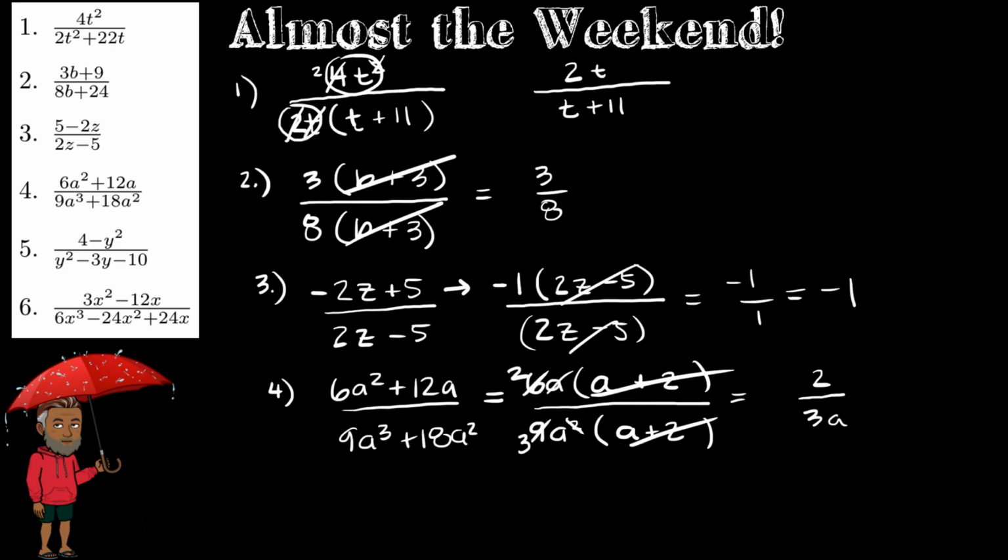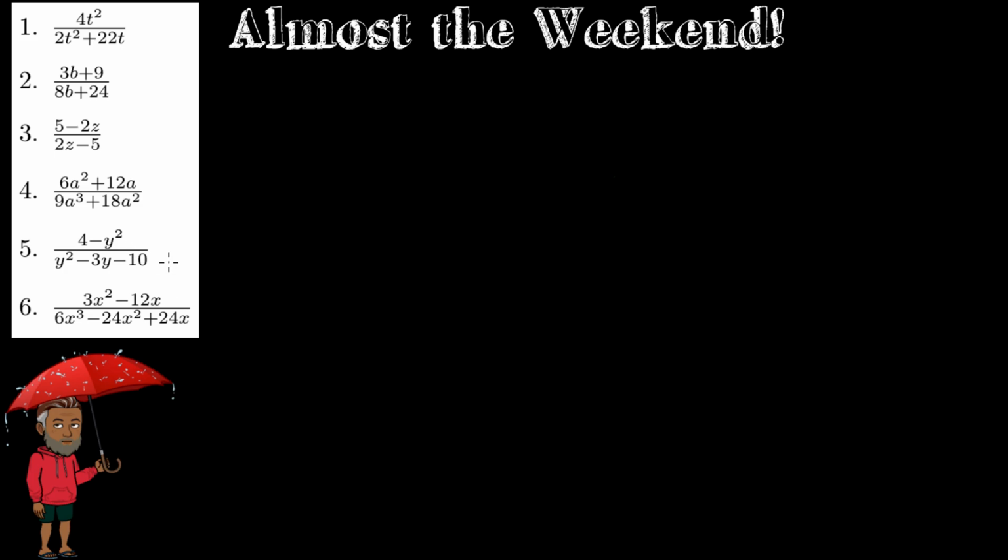All right, so let's take a look at the next example, problem number 5. So number 5, you'll notice that the order is incorrect, so I'm going to switch that guy up. So for number 5, let's switch up the order on the top. That's going to be negative y to the power of 2 plus 4 over y to the power of 2 minus 3y minus 10.